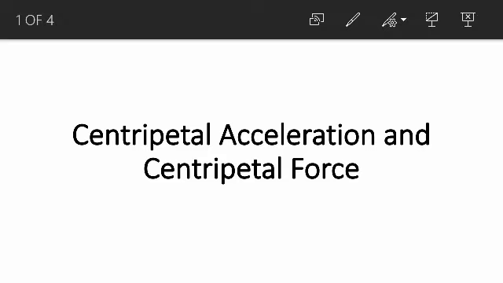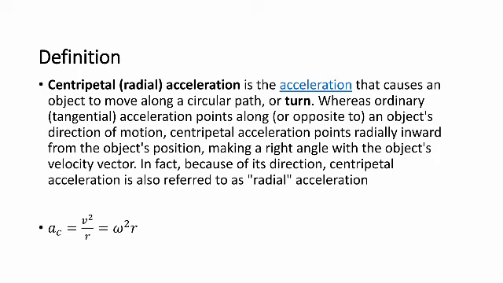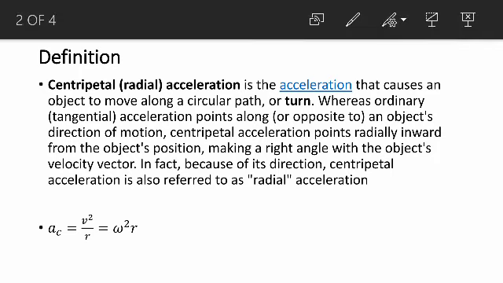Welcome everyone. In this video, we are going to be looking at centripetal acceleration and centripetal forces, definition and calculation involving them. Here we see what centripetal acceleration is. Centripetal acceleration, also called radial, so another word for centripetal is radial, is the acceleration that causes an object to move along a circular path or turn. So that is the acceleration that causes an object to move in a circular path.